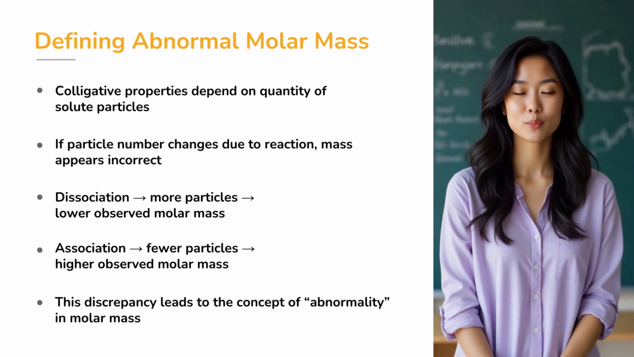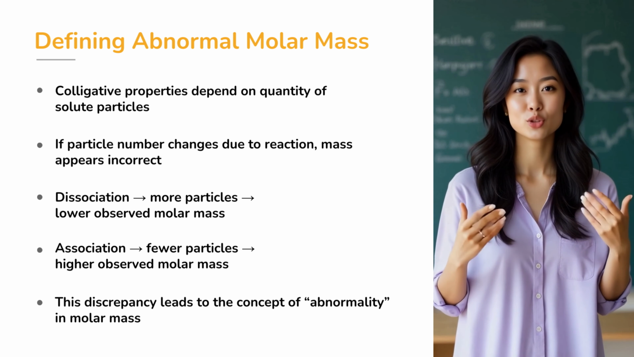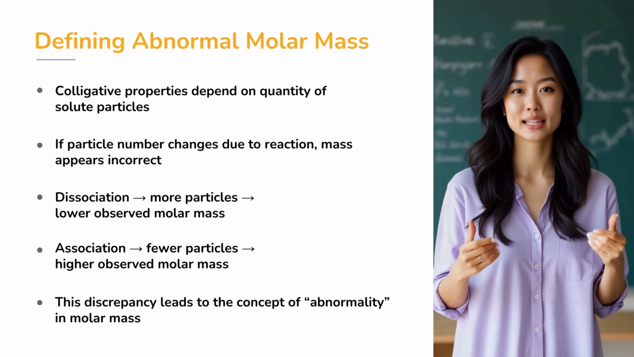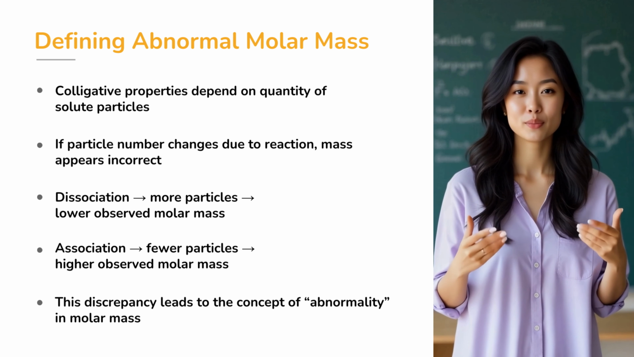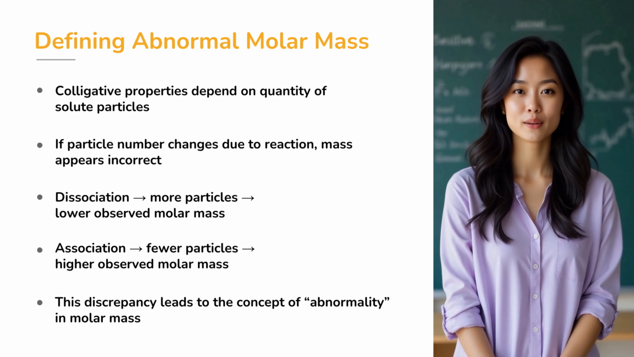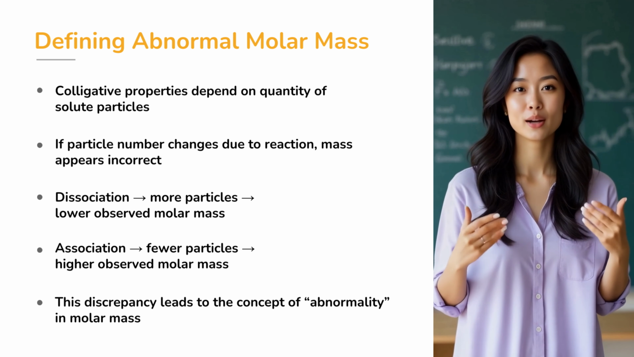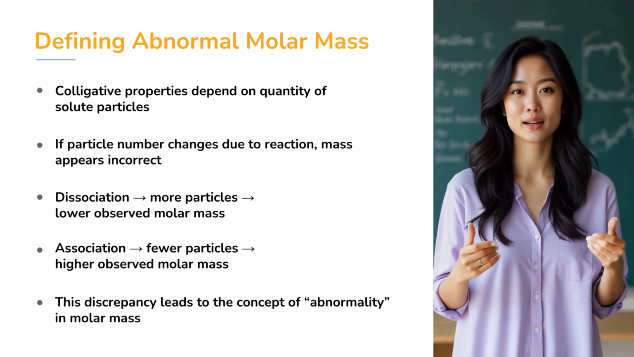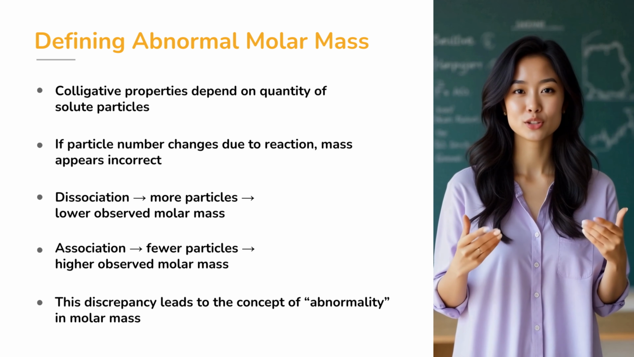Abnormal molar mass is a molar mass calculated from colligative properties that deviates from the true value due to solute dissociation or association. Colligative properties depend on the number of solute particles, not their identity. So, if a compound breaks into more particles or combines into fewer, the measured colligative effect changes, and so does the calculated molar mass. This leads to either a lower than expected molar mass in dissociation or a higher than expected molar mass in association.